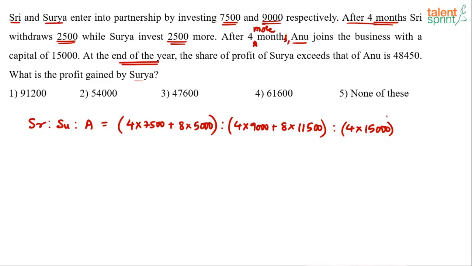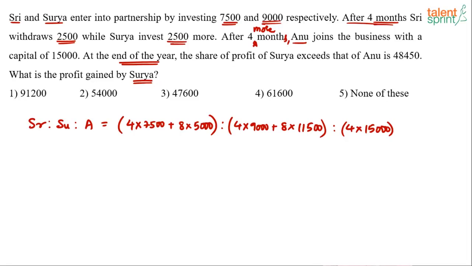Now, at the end of the year, the share of profit of Surya exceeds that of Anu by 48,450. So what is the profit gained by Surya? At the end of the year, Surya's profit is 48,450 more than Anu's profit. So what is the profit gained by Surya is the question.